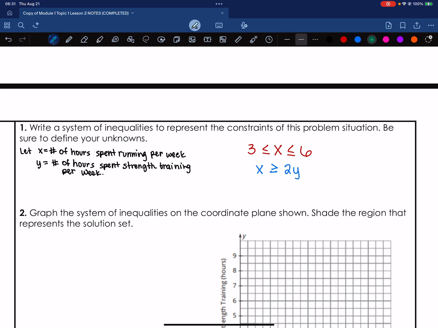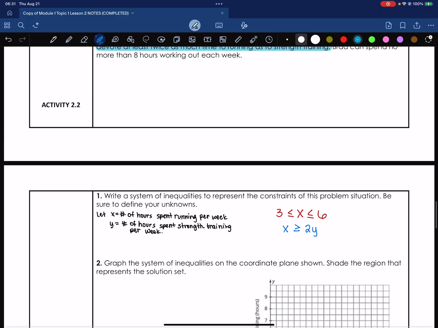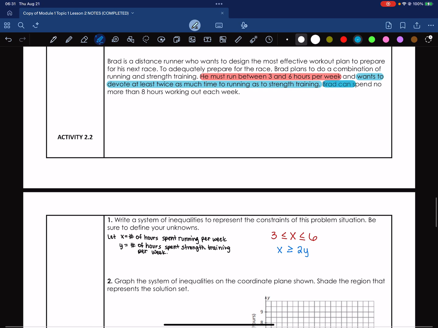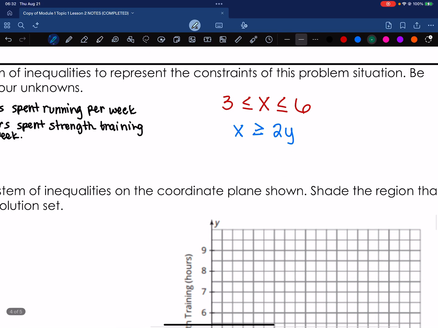Okay. Next, it says Brad can spend no more than 8 hours working out each week. So that would be X plus Y, no more than 8 hours, which means we can't go over 8 hours, so it's going to be less than or equal to 8.